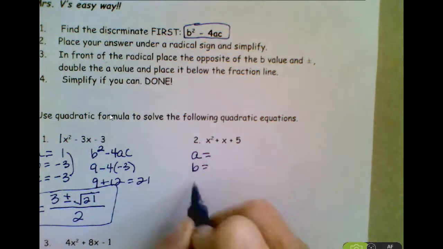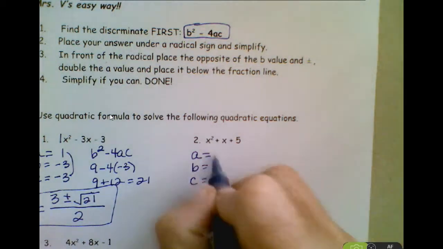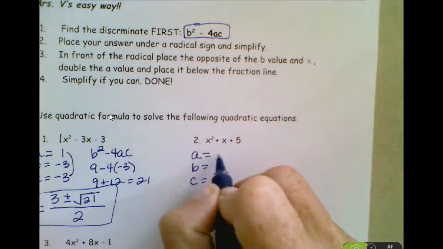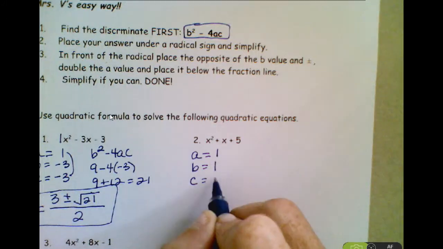Okay. So let's do a couple more for my Algebra 2 kiddies. Okay, who wants to tell me my a, b, and c values? Vanessa. Okay, so the a value is 1. Good. Okay, the b value is 1. Good. And the c value is 5.